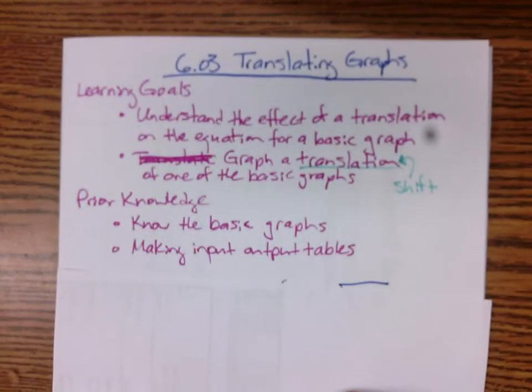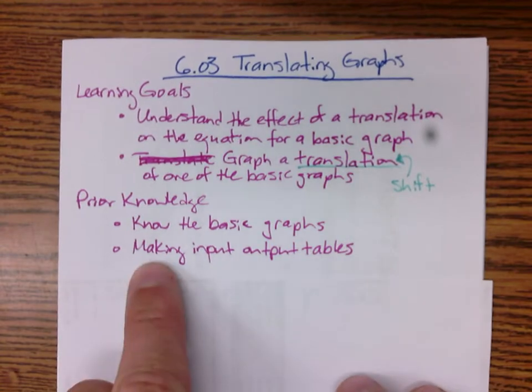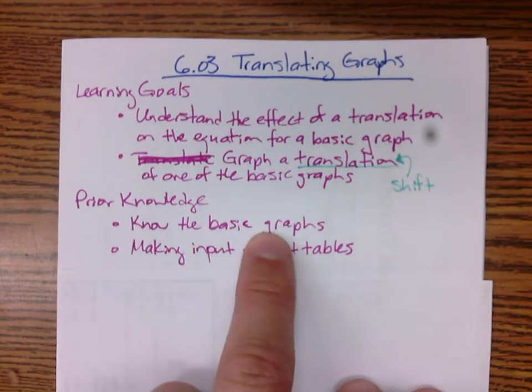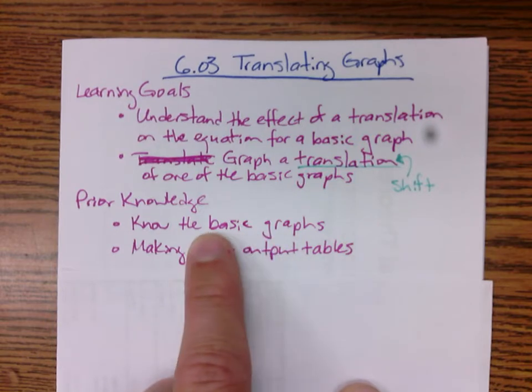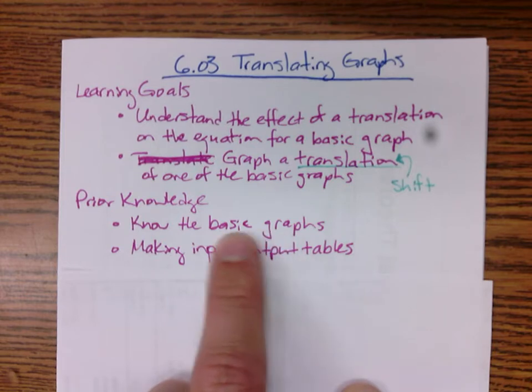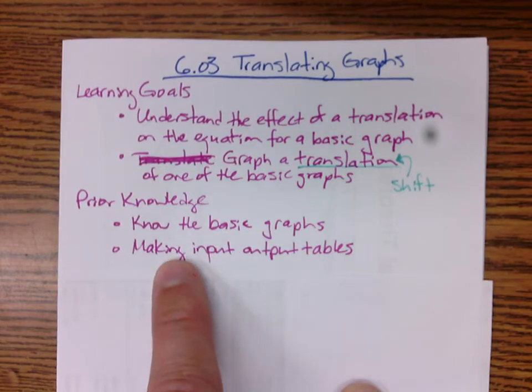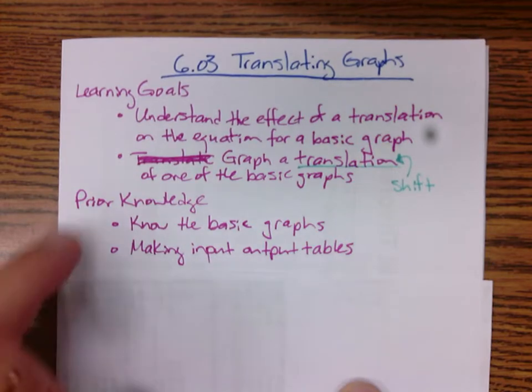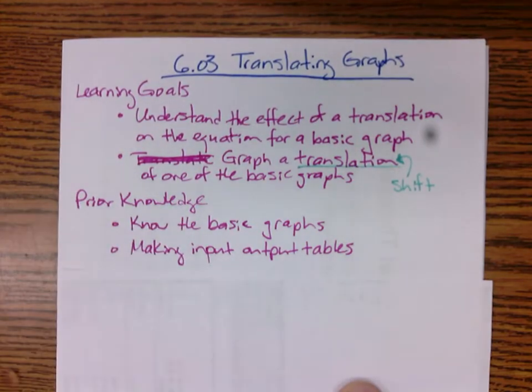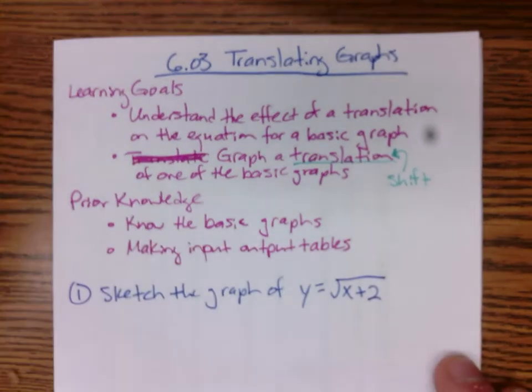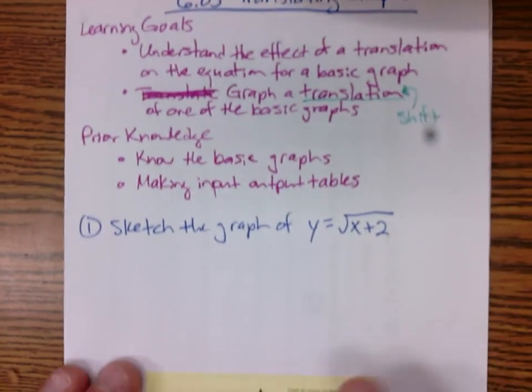Essentially, the prior knowledge that you want to have is knowing the basic graphs. First of all, it's important that you actually know each one of those by heart, so it makes it way easier to actually sketch a translation of them. And then making input-output tables is important based on an equation. So we're going to dive right in with an example.